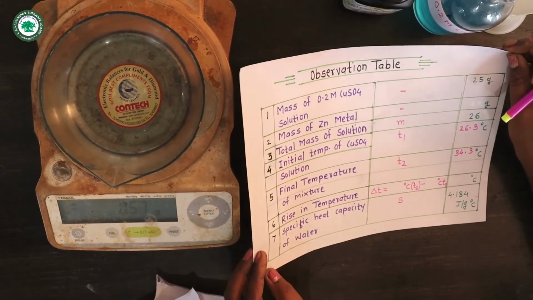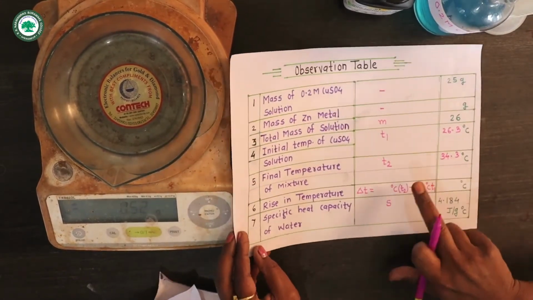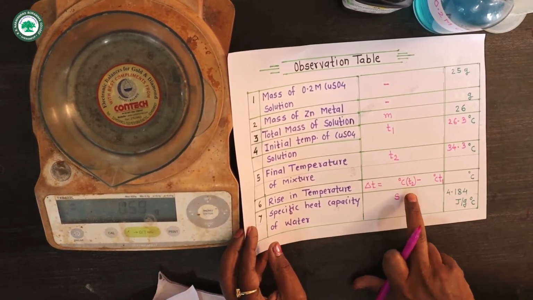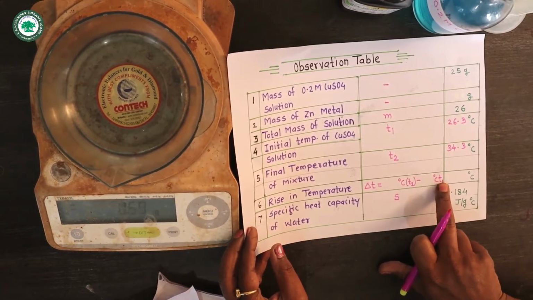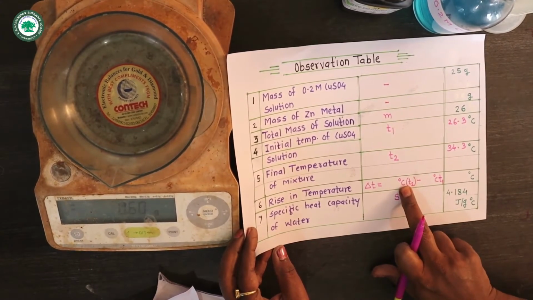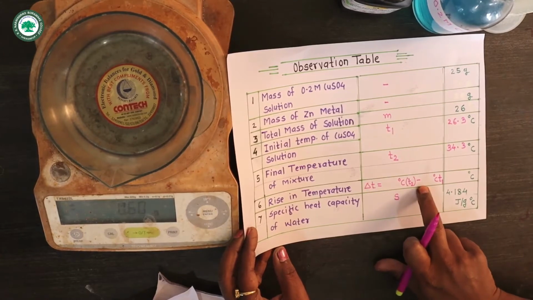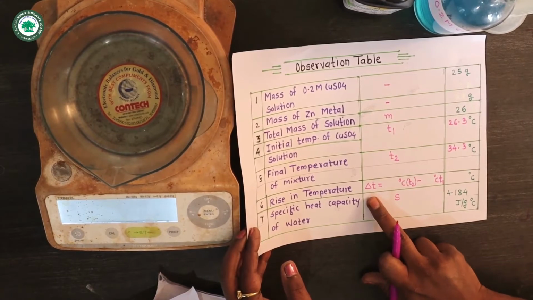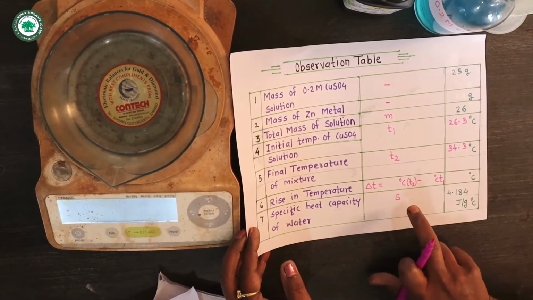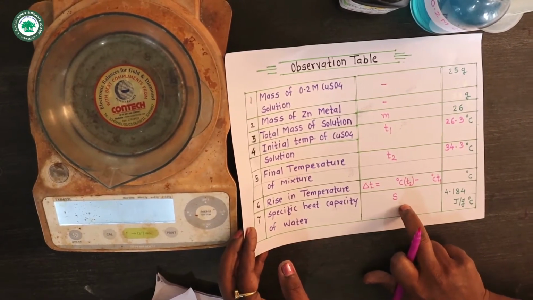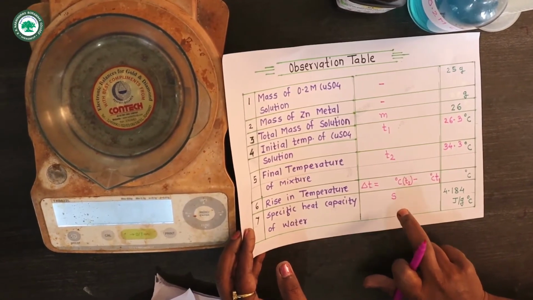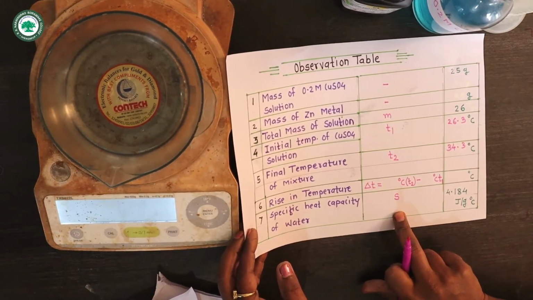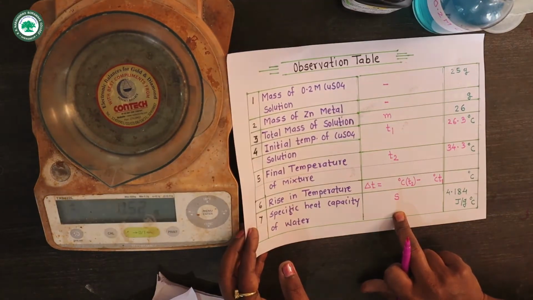Now we have to measure the rise in temperature. 34.3 is the maximum temperature, that is T2. The rise in temperature is given by delta T, which is T2 minus T1 degree Celsius: the maximum temperature attained in the thermometer minus the initial temperature of the copper sulfate solution. Using this delta T, we can find out the heat evolved in the displacement reaction of zinc metal with the copper sulfate solution. That we will see in the calculation.